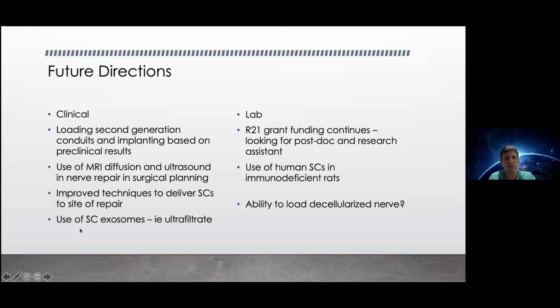And the other thing we want to look at is the use of Schwann cell exosomes. So is there any kind of signaling molecule that we can place at the repair site that may stimulate Schwann cells to migrate there? Because by themselves, they have a limited migratory capacity, and they really are the key to allowing axons to grow through a repair site.